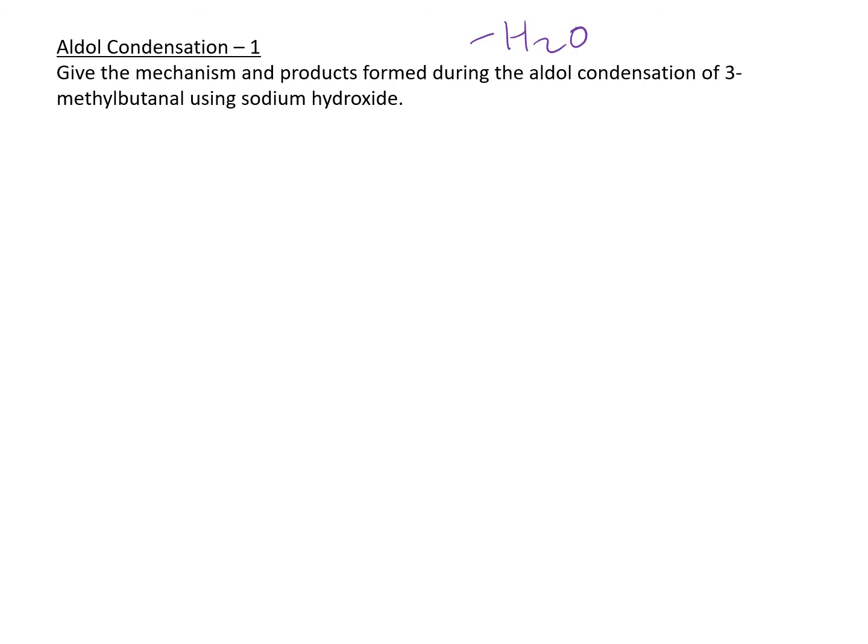All right, okay, so we're supposed to give the mechanism and products for aldol condensation for 3-methyl butanal, using sodium hydroxide. Now sodium hydroxide is just a base. We could use any other base also, sodium methoxide or ethoxide, LDA, whatever it is. So in any case, let's get started. So we have 3-methyl butanal. So here is butanal, 1, 2, 3. Here is the methyl group. And so the first step, of course, is going to be sodium hydroxide picking up the acidic proton, the alpha proton, which is right here.